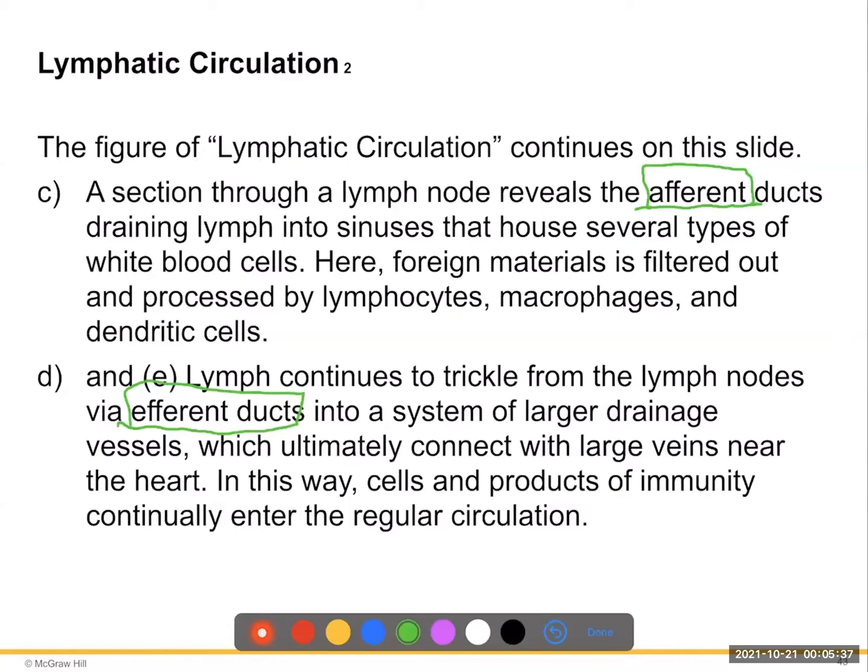The afferent ducts drain lymph into the sinuses. Those are just cavities in the lymph nodes that house several types of white blood cells. Here, foreign material is filtered out and processed by these lymphocytes, macrophages, and dendritic cells to see if it's self or foreign. Lymph continues to trickle from the lymph nodes through efferent ducts, which is outgoing from the lymph node once it has passed through, into a system of larger drainage vessels, which ultimately connect with large veins near the heart. In this way, cells and products of immunity continually enter the regular circulation as it goes through the body.